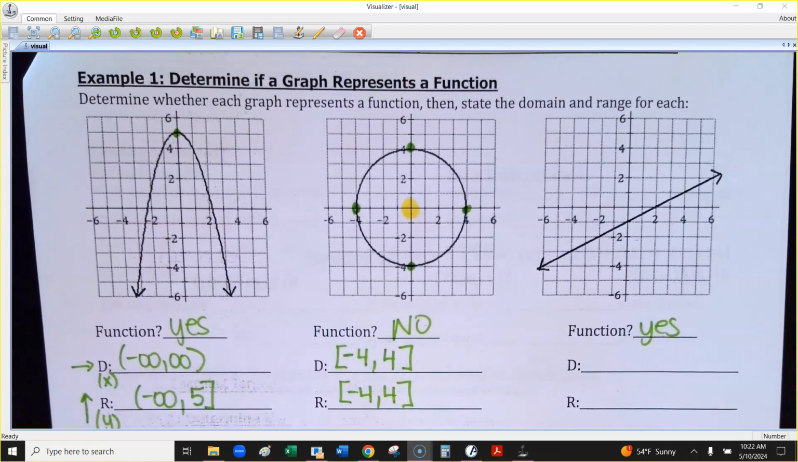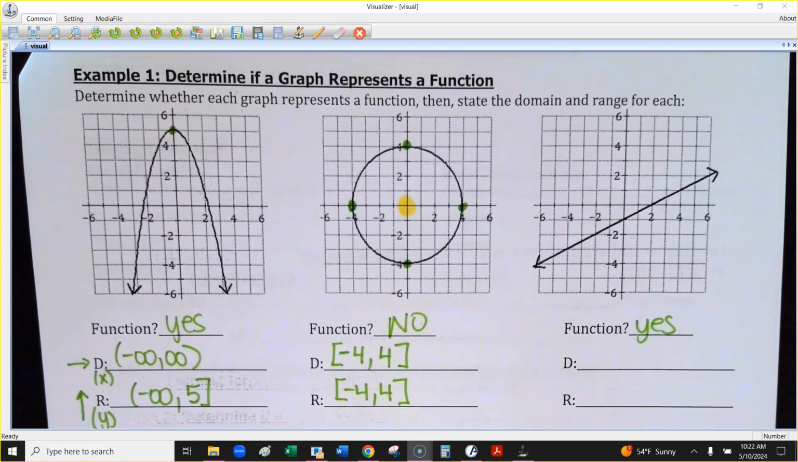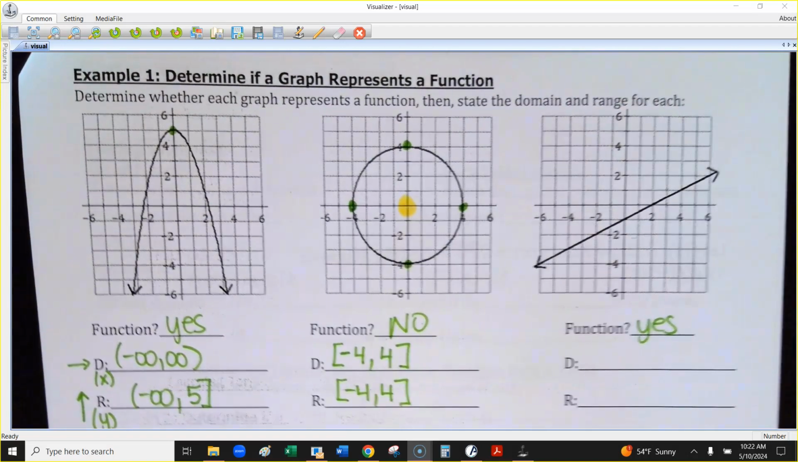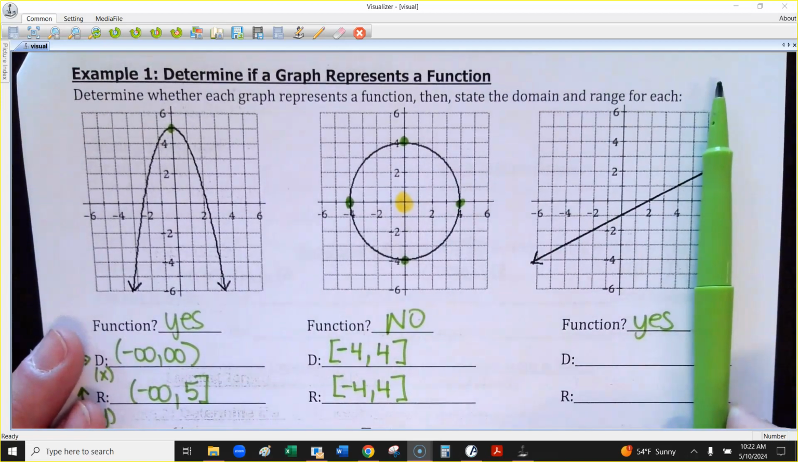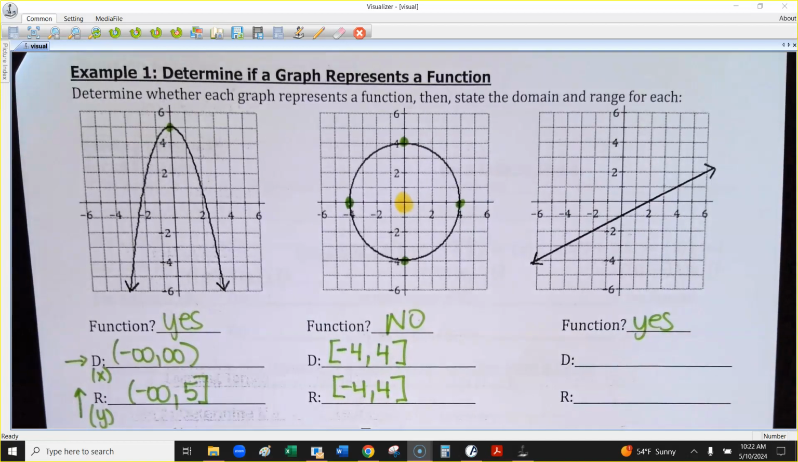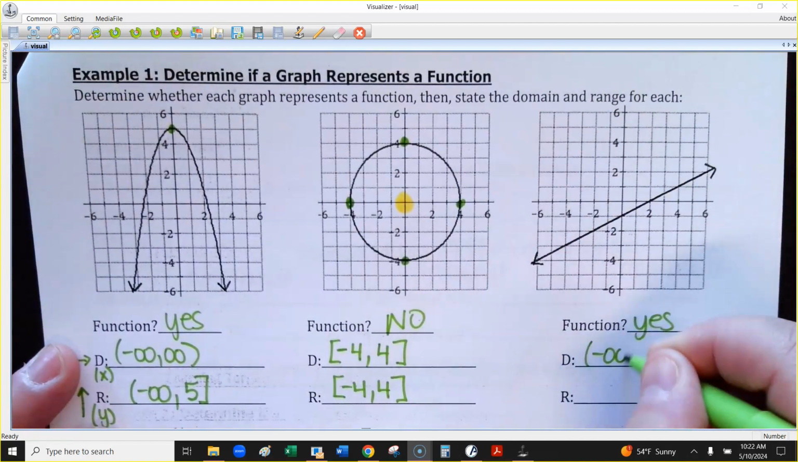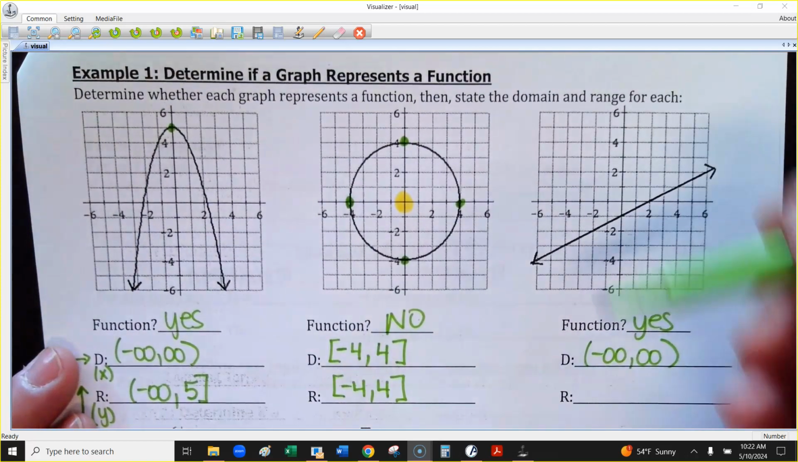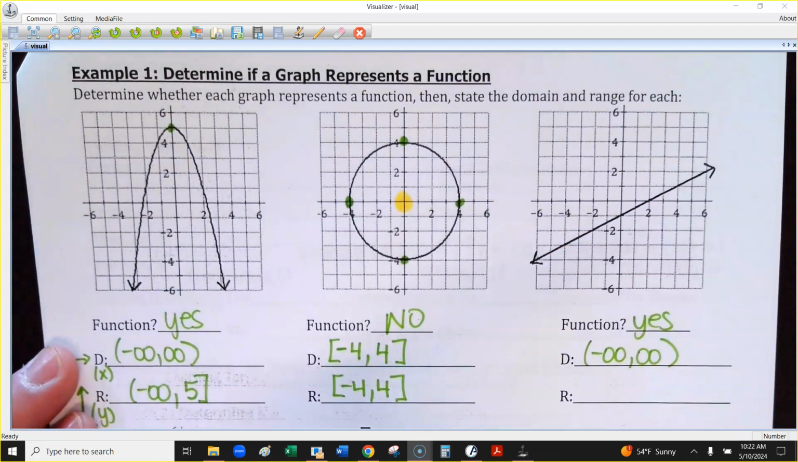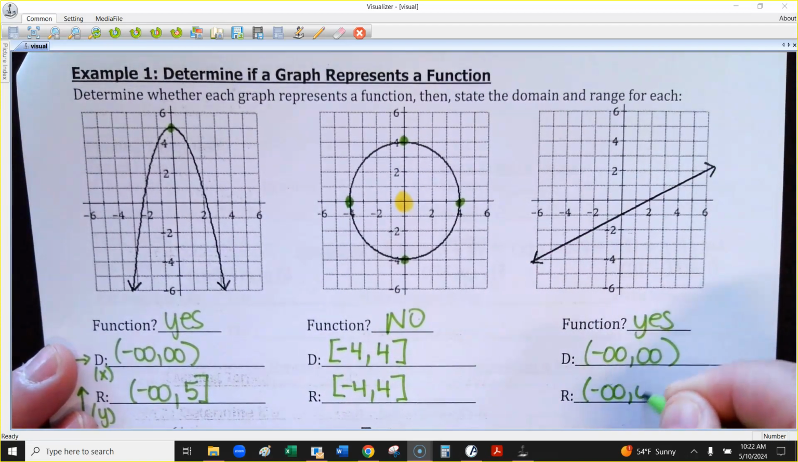All right, what would you tell me for the domain for the line? What are the possible x values for the line? Yeah, right? This goes left forever, this goes right forever. You cover the whole x-axis, negative infinity to infinity. Range is actually the same. This end goes down forever, this end goes up forever, and so you cover all the y values, and that's true for any line.